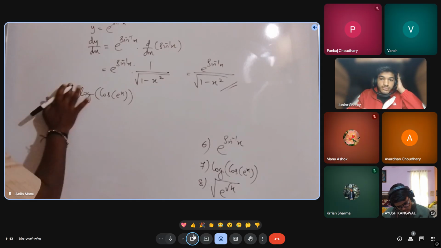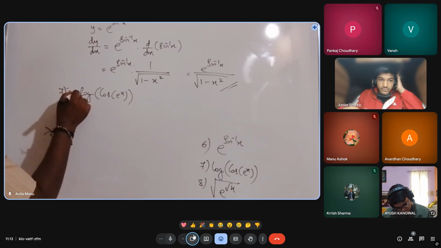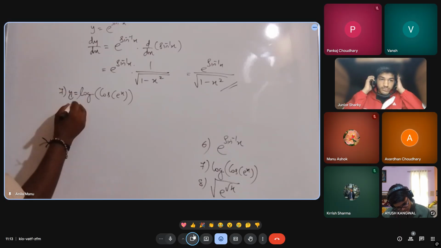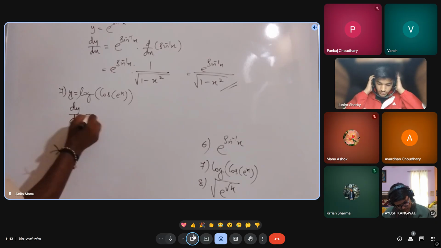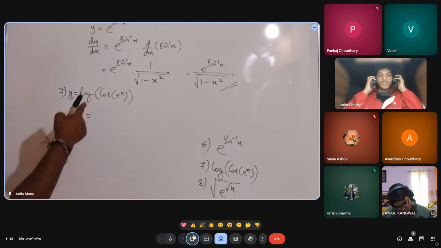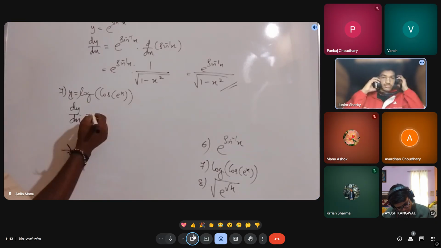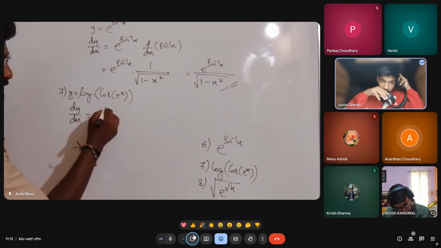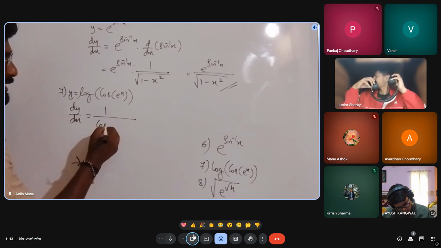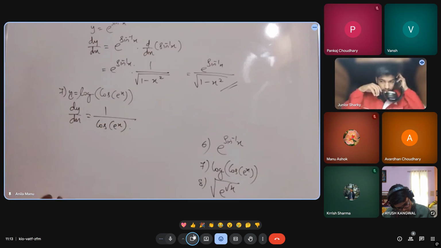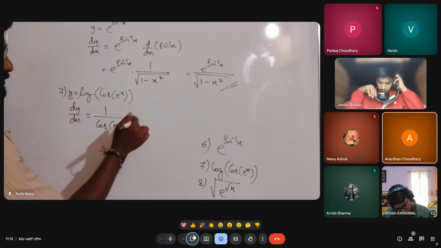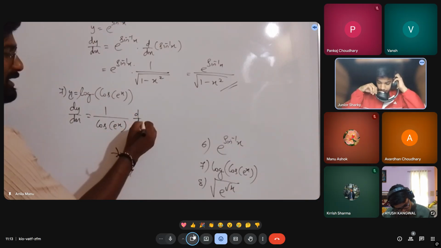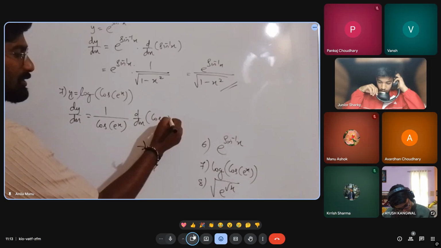So y is equal to the given function, then dy by dx is equal to the first derivative of log x, which is log of cos e raised to x. What is the derivative of log x? So 1 by x. So 1 by cos e raised to x. Okay. Now what do we have to differentiate? So cos e raised to x.